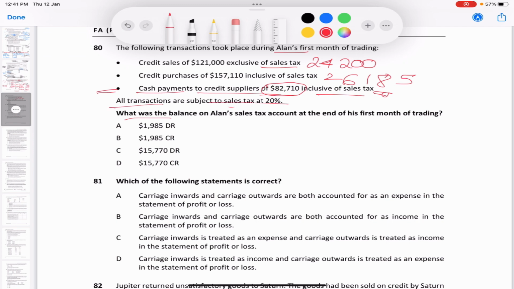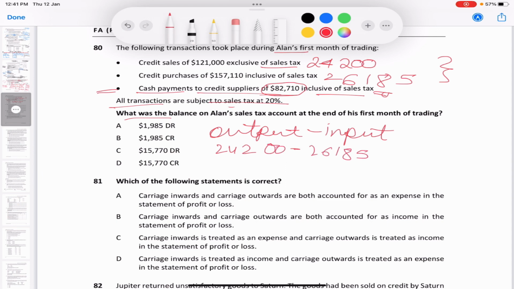Okay. So how much is payable? What is my output minus input? My output minus input would be 24,200 minus 26,185, right? And this would be my output. Now take a moment and try to calculate the difference quickly. I'm giving you a minute.